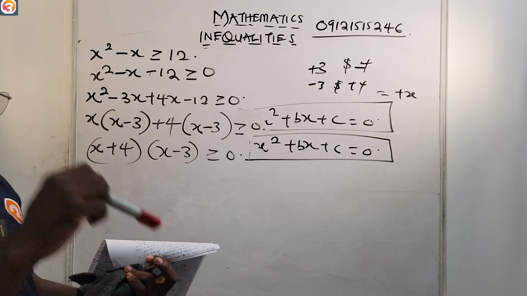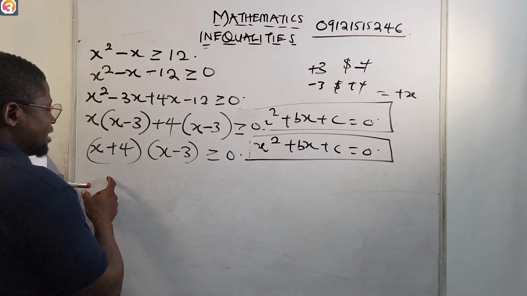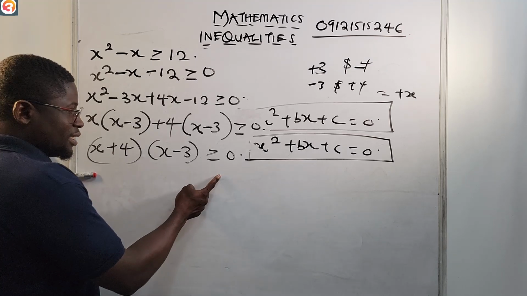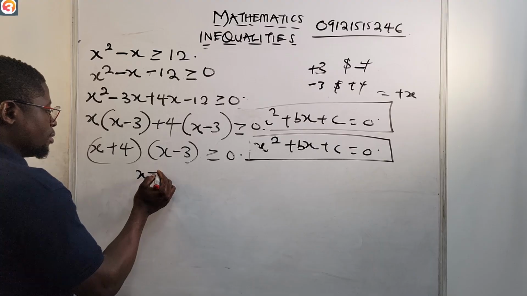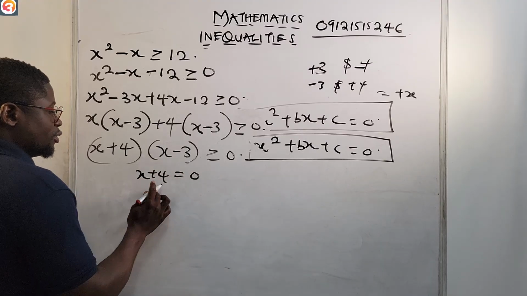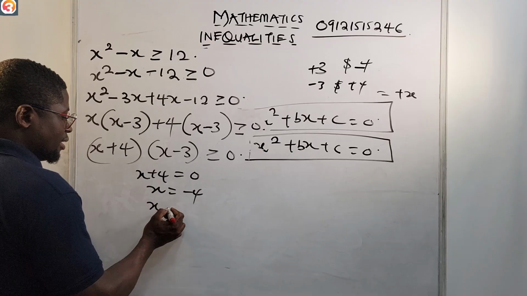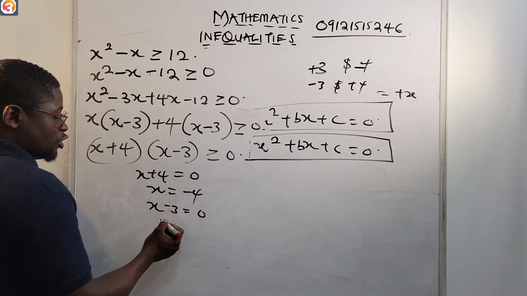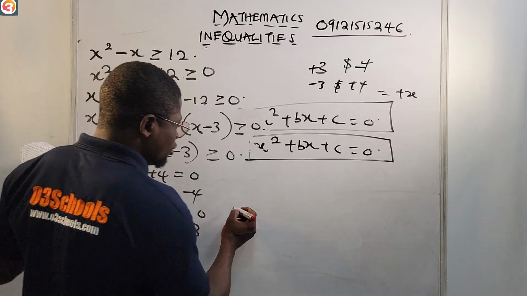That means that our two values, our critical values, will be what now? Because it's either x plus 4 is equal to 0 or x minus 3 is equal to 0. If x plus 4 is equal to 0, what will be our x value? x will be minus 4. If x minus 3 is equal to 0, x will be equal to plus 3. All right. So now we can draw.